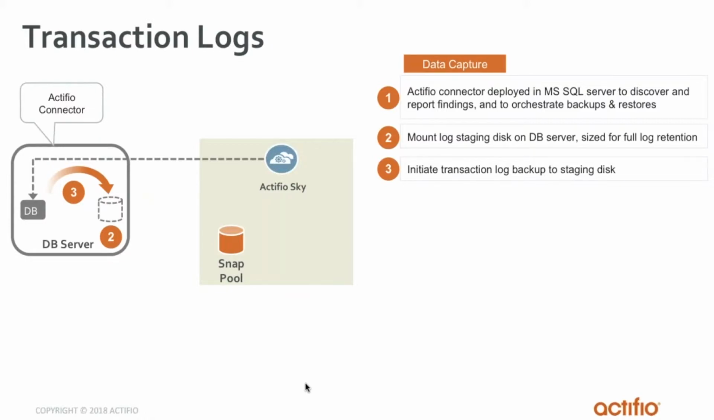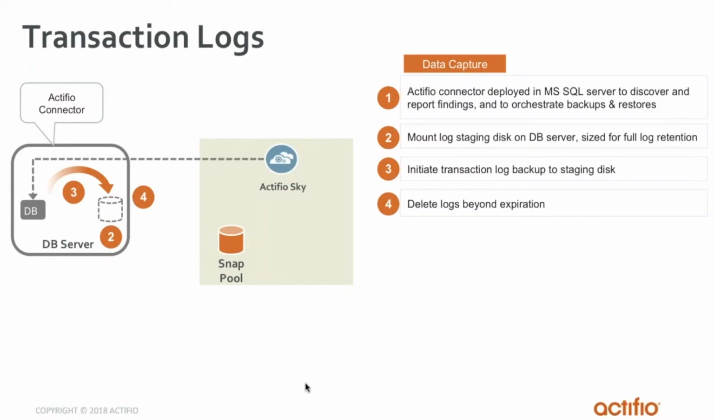So after we run the transaction log backup, the next thing that we have to do is manage retention, because I already told you this disk is large enough to handle the full retention. So we're putting data onto it. We also have to take data off of it. So the connector, after it validates that your transaction log backup has been successful, it looks onto those mounted disks and it finds any logs that are beyond the retention period, and it deletes the files.